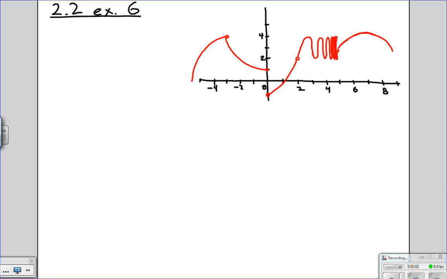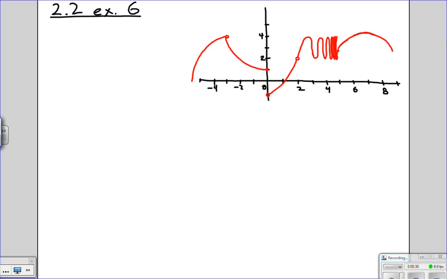Alright, so now let's do problem 6 from section 2.2. This is similar to problem 4, except the picture is a little bit more complicated, but let's just go through it. Here we have a picture of a function. It's kind of a wacky looking function. There's all sorts of holes and jumps and weird squiggly things. And we're going to have to answer a bunch of questions about limits of this function. Okay, so let's get started.